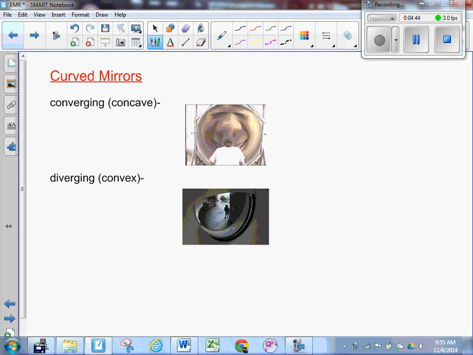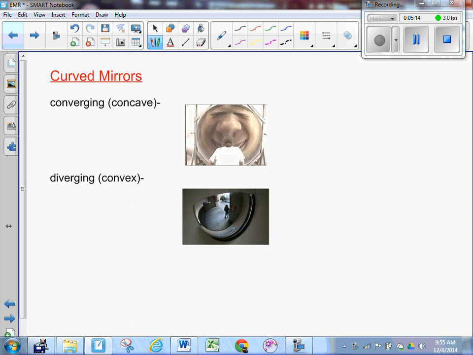Let's talk about curved mirrors now. There are, just like with lenses, two types of mirrors. Two types of curved mirrors, that is. There's concave and there's convex. But notice the difference here. For lenses, concave, we're diverging. For mirrors, concave are converging. For lenses, convex are converging. For mirrors, convex are diverging.